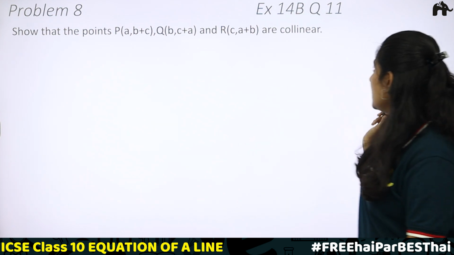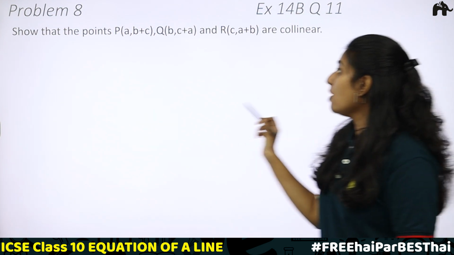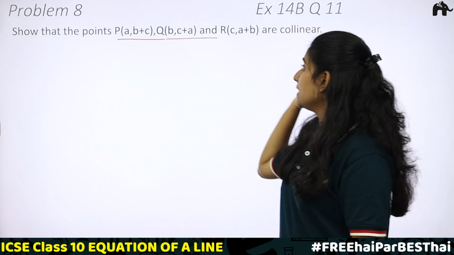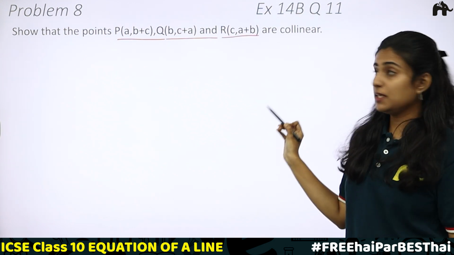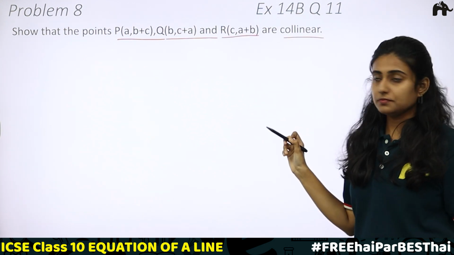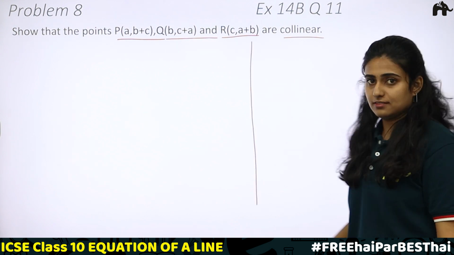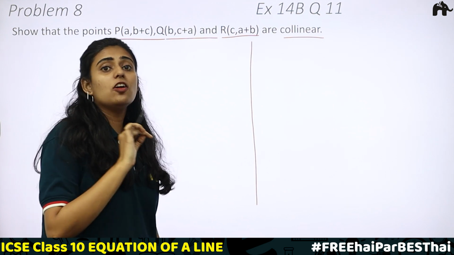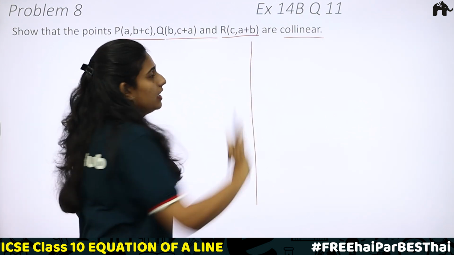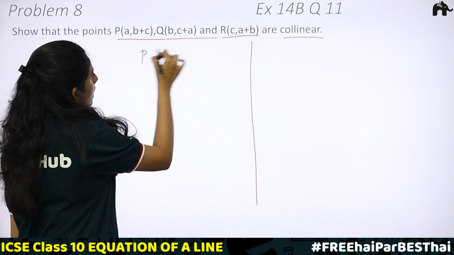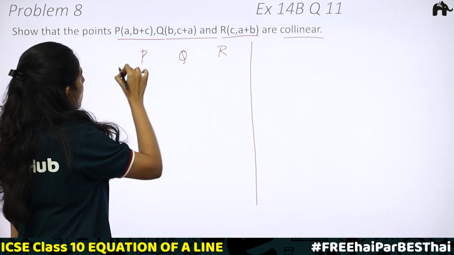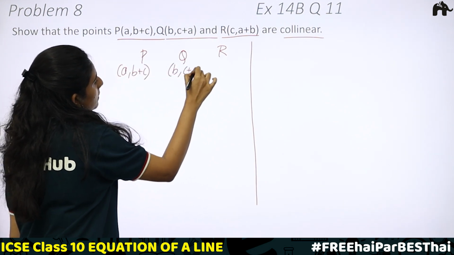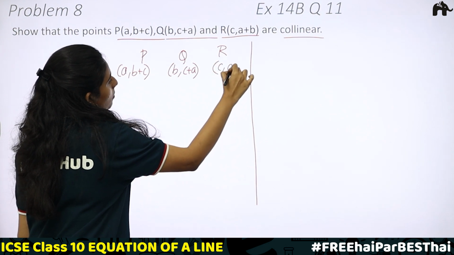Problem number 8, question 11 of exercise 14B. Show that the points P(a, b+c), Q(b, c+a) and R(c, a+b) are collinear. What are collinear points? If you take 3 points, if these points lie on the same straight line, we call them collinear points. Here we have P, Q, R with coordinates (a, b+c), (b, c+a) and (c, a+b).